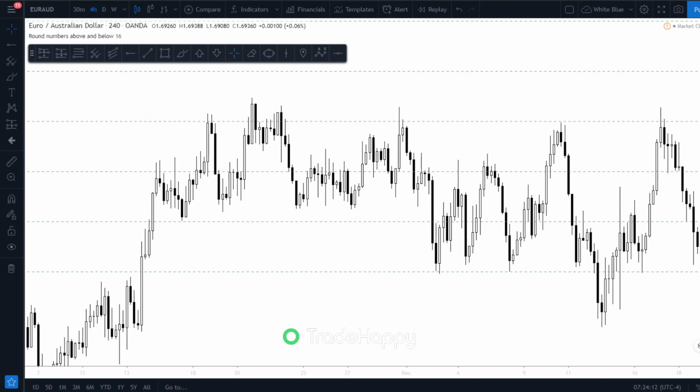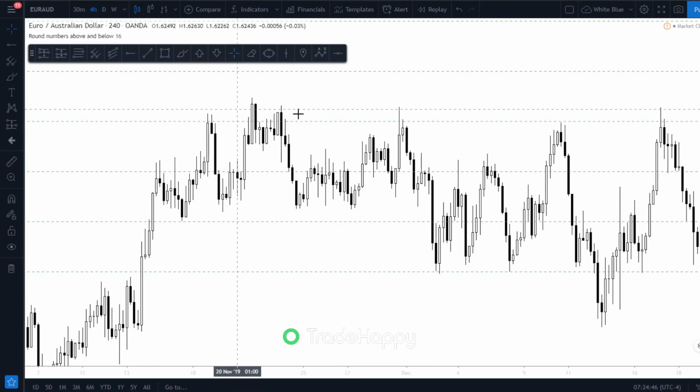Today, we're going to be going over round numbers and the importance of trading around them. So, I've just got Euro AUD up on the 4-hour chart and plotted the round numbers using the round numbers indicator. Super easy to set up on TradingView. Basically, this is going to be a quick video about how to trade round numbers, what I do when I'm trading round numbers, and how you can incorporate it into your own trading.